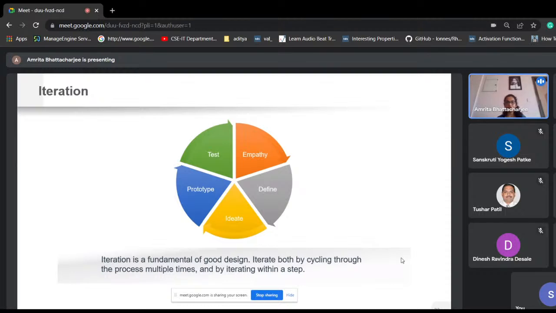For example, in the prototype phase, if you see that your prototype failed, then you may need to ideate again for a new prototype. Similarly, it also may happen that in the testing phase you realize that there is a certain gap between the information you collected in the empathize phase and the feedback you are receiving in the testing phase. So you may need to do the field study again. That is, you may need to go through the empathize phase again to understand what information is missing. So iteration is a fundamental of good design.